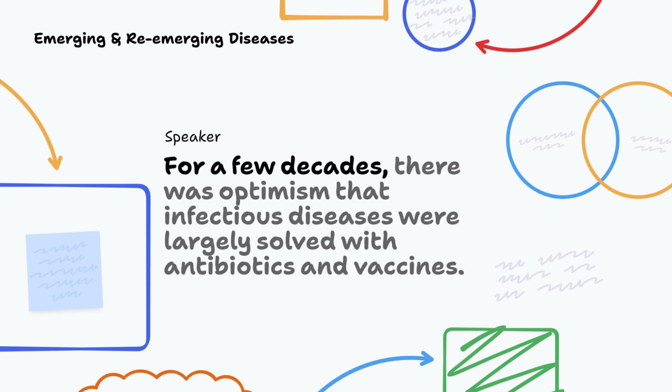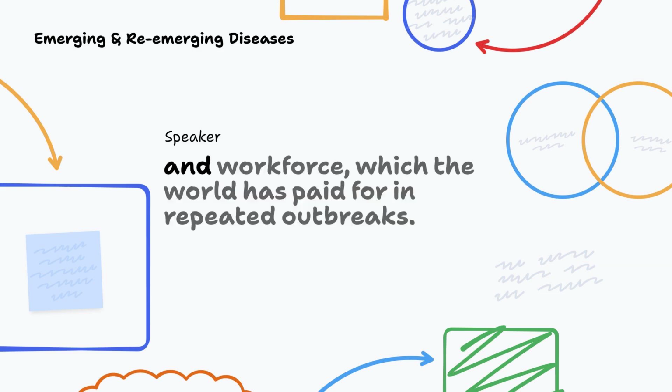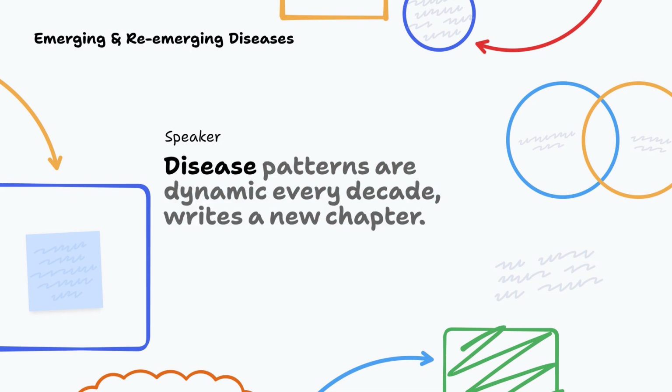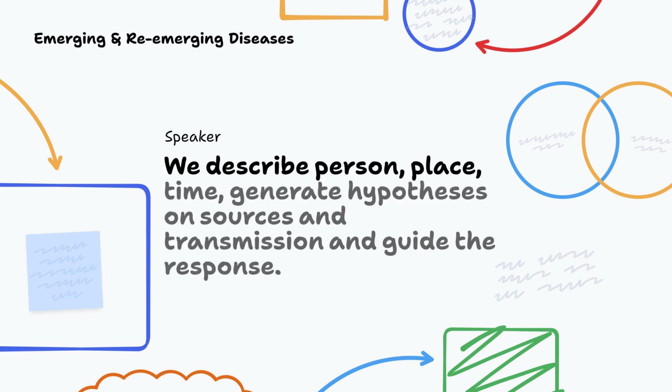For a few decades, there was optimism that infectious diseases were largely solved with antibiotics and vaccines. That optimism slipped into complacency, underinvestment in surveillance, laboratories, and workforce, which the world has paid for in repeated outbreaks. Disease patterns are dynamic. Every decade writes a new chapter. When something novel appears, epidemiology is usually the first scientific method applied. We describe person, place, time, generate hypotheses on sources and transmission, and guide the response.